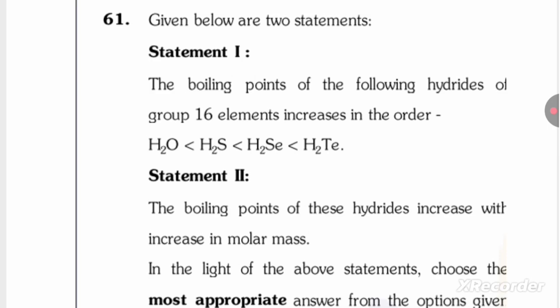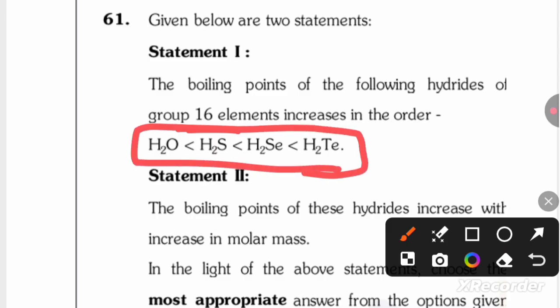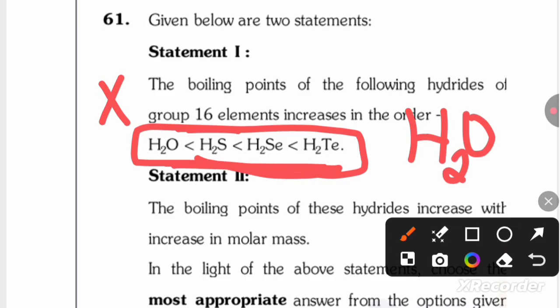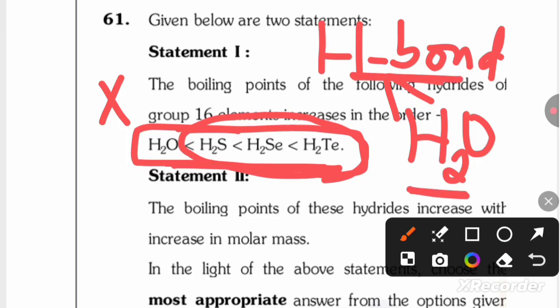So we are going to see question 61 here. The boiling point of the following hydrides of group 16 elements increases in the order. So this is the order of boiling point. This statement is wrong because among the hydrides of group 16, water has a higher boiling point compared to the hydrides of sulfur, selenium and tellurium. Because in water we can find hydrogen bonding that is not found in the other hydrides. So due to the presence of hydrogen bonding between water molecules, it has a higher boiling point compared to the other hydrides.